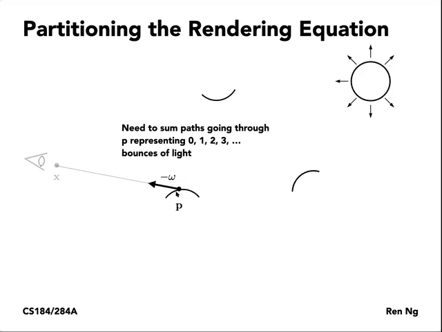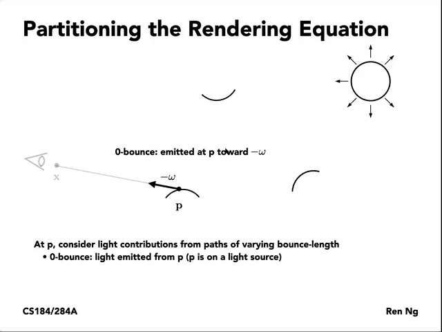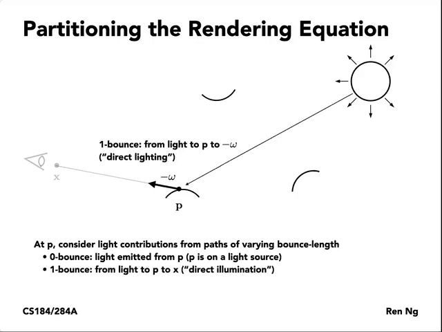The next thing we need to do is to sum all the light paths that go through P, representing 0 bounces of light, 1 bounce, 2 bounces, 3 bounces, and so on up to infinity. 0 bounce means that it's not bouncing. The light must have come from this position P itself, which could only be true if P was on a light source. So that would be light that's emitted at P towards negative omega. We'll handle that case separately.